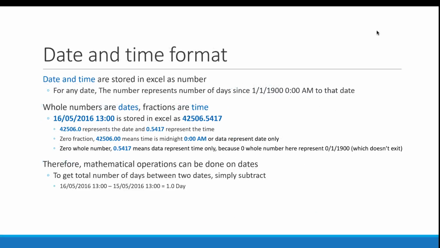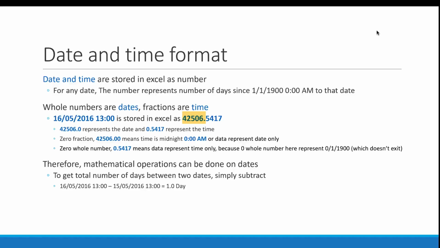Date and time format. Date and time are stored in Excel as a number, and every date has a serial number. That serial number is actually counting the days since January 1st, 1900. If you take a date and time like the one you see here, 16th of May, 2016, 1 p.m., it is stored in Excel as, as you can see there, 42,506.5417.